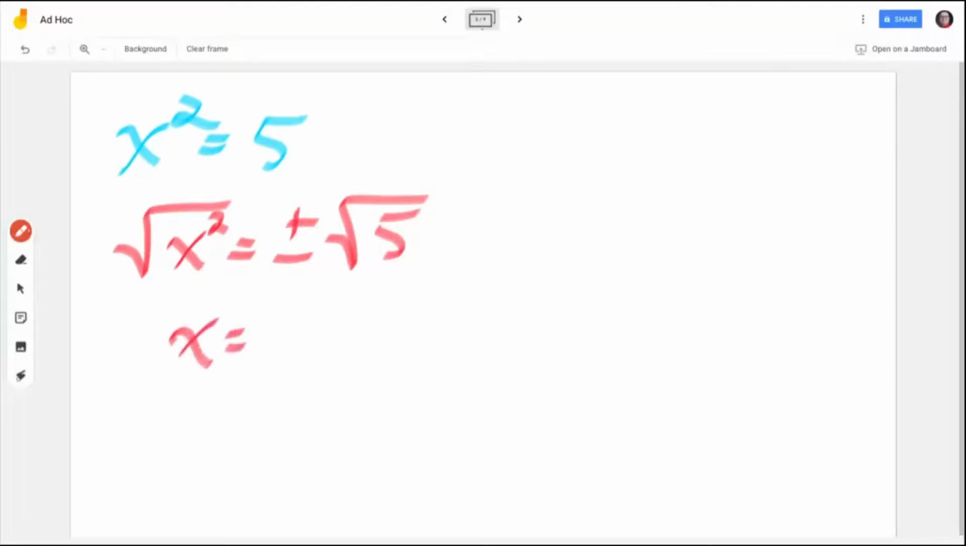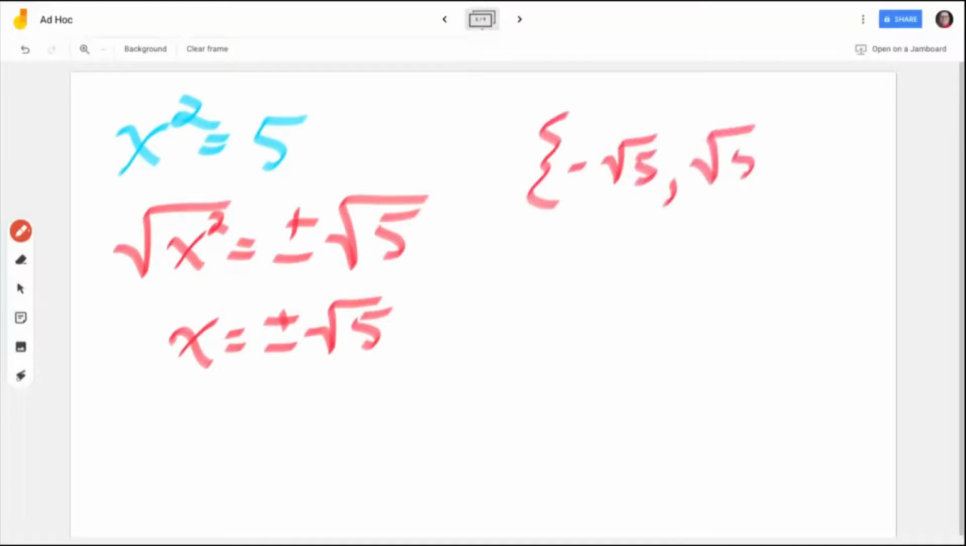Now there's an issue here. I can't evaluate the square root of 5. I mean, you can get an approximate answer if I put it in a calculator or something, but I can't really evaluate it anymore and get an integer or an exact answer. So what we're going to do is just keep this as plus or minus the square root of 5. And so our solution set is going to be negative square root of 5, positive square root of 5.